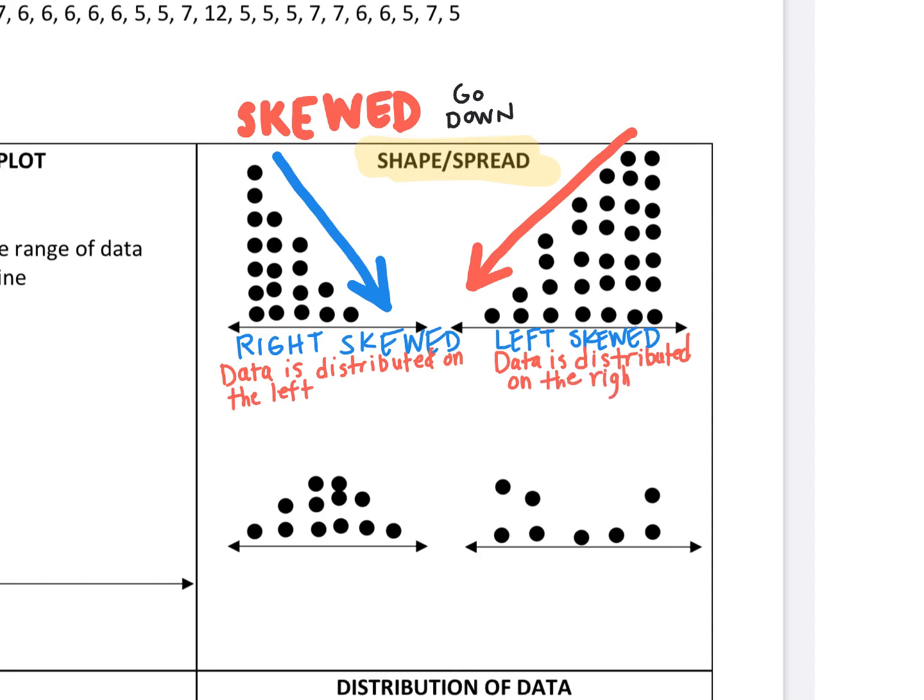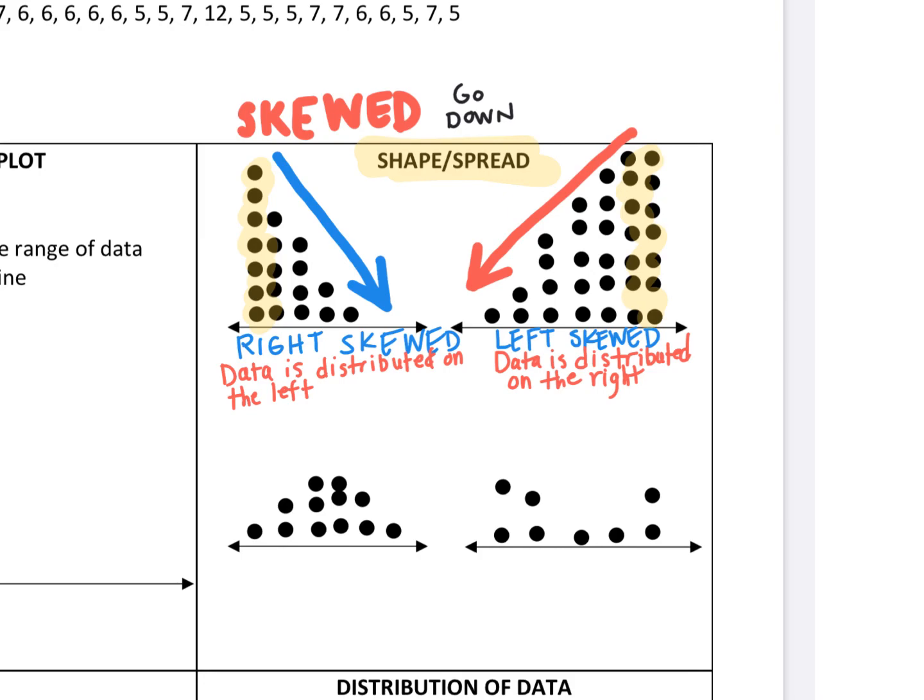That means most of the data we see is getting bigger and bigger on the right-hand side. Okay, you notice over here it's getting taller and taller and taller, where over here it's getting taller on the left-hand side. So we have left skewed, which is going down on the left, and right skewed, which is going down on the right. Let's talk about our next one.